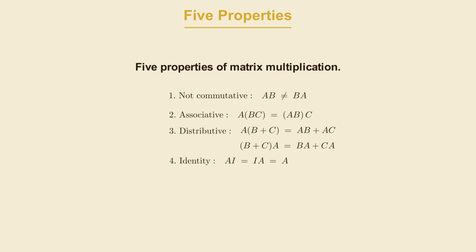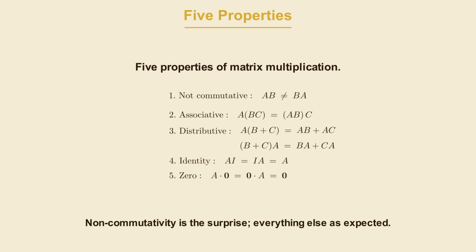Fourth, the identity matrix behaves like the number 1. A times the identity equals the identity times A equals A, as long as the dimensions are conformable. Fifth, the zero matrix sends everything to 0. A times the zero matrix equals the zero matrix, and the zero matrix times A also equals the zero matrix. So it behaves a lot like the actual number 0. Here, non-commutativity is the surprise. Everything else ends up working exactly how you'd expect from multiplication.